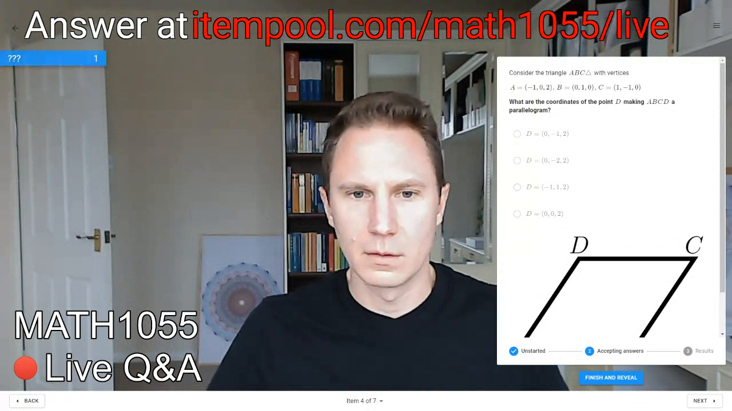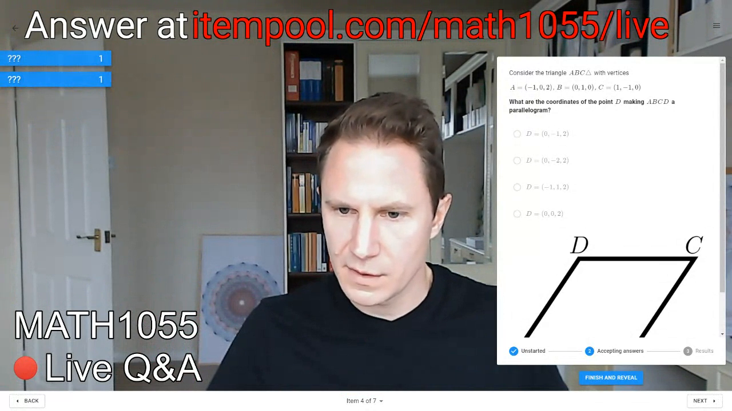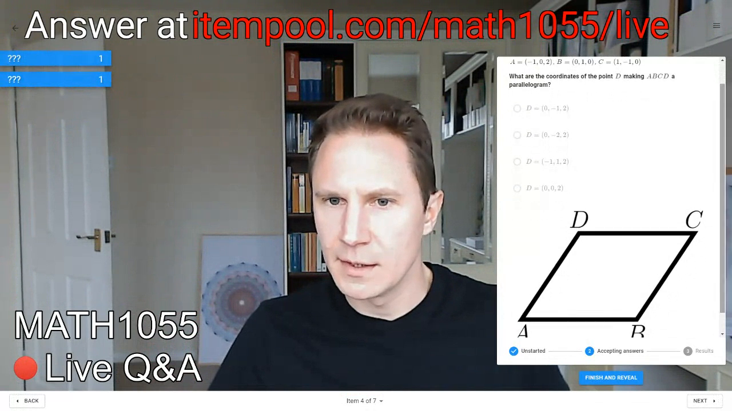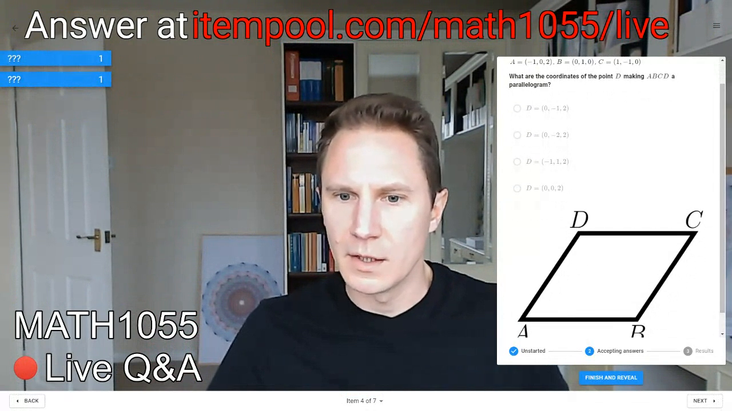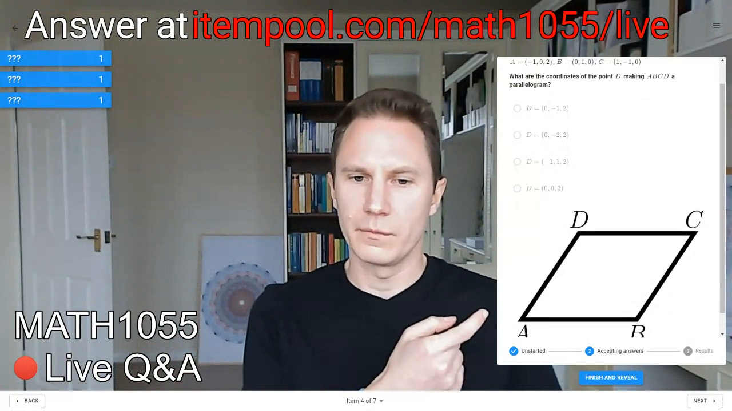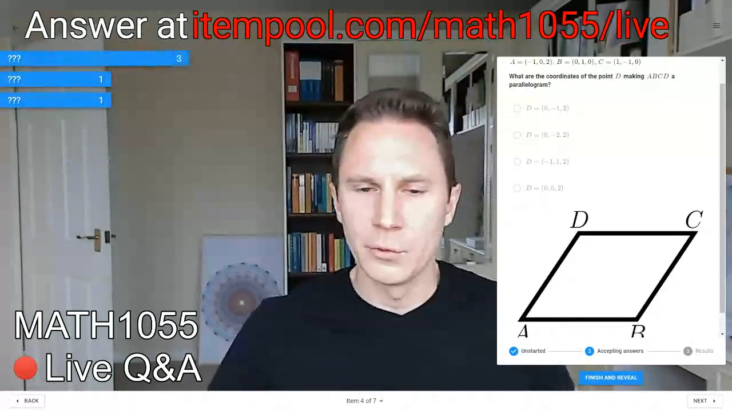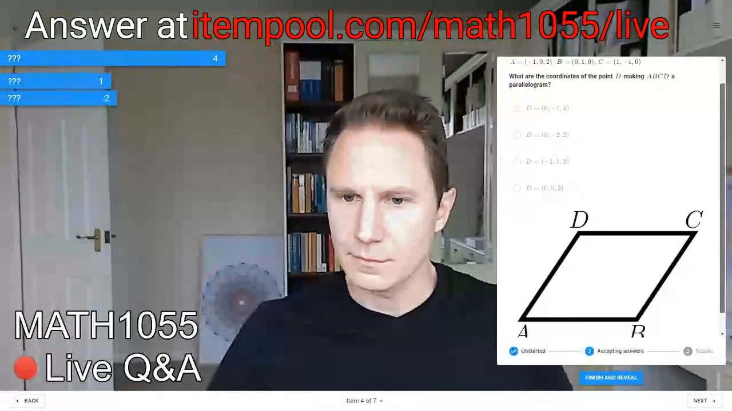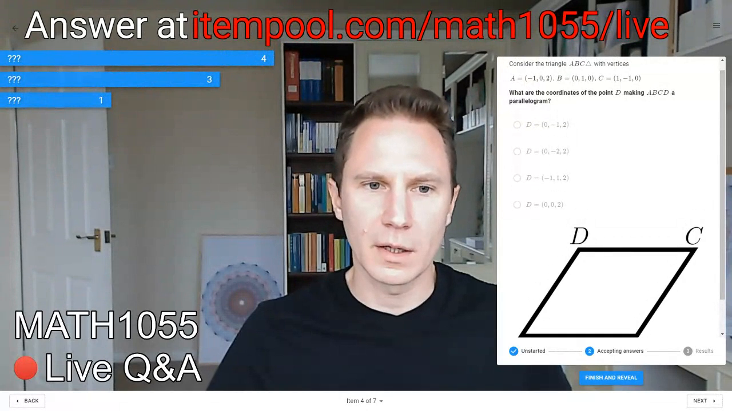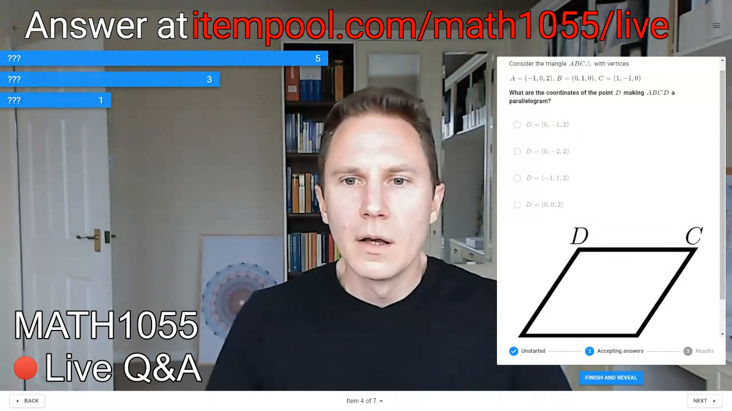Let me try to adjust it a bit. So this is the image I want you to have in mind. We have this parallelogram going from A to B to C to D to A. And you have 4 options for this fourth point, given by its coordinates.